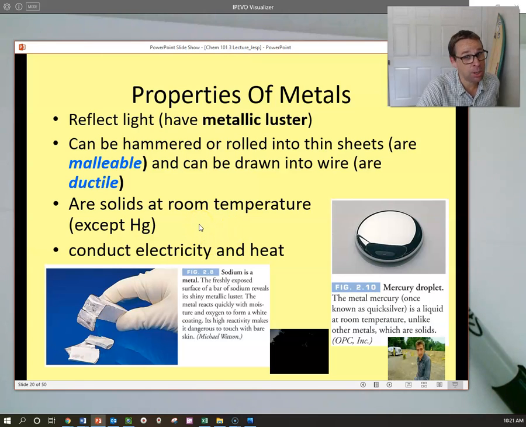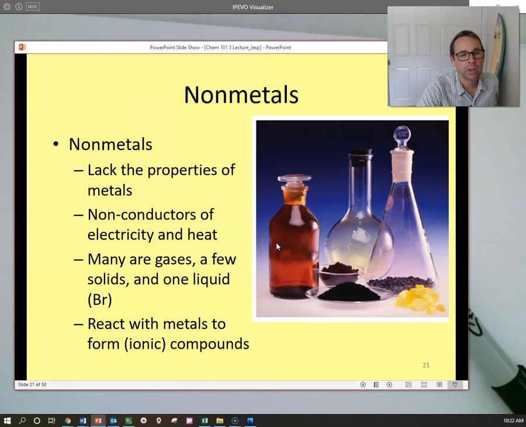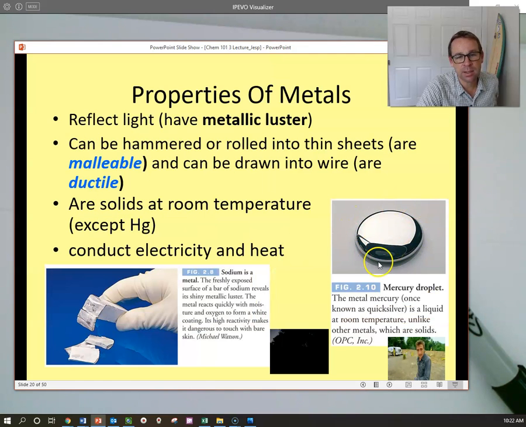Ice chests are not made of metal, because if an ice chest is made of metal, the outside will get cold and the heat will transfer in, I should say, the heat transfers into the cold and warms it up very quickly. Mercury here is the only metal that's liquid at room temperature. All the other metals are solid at room temperature.